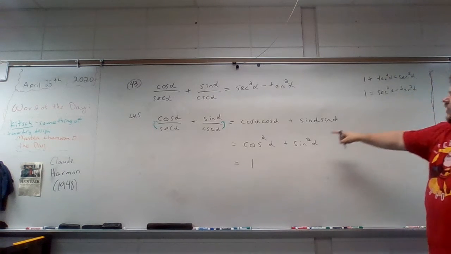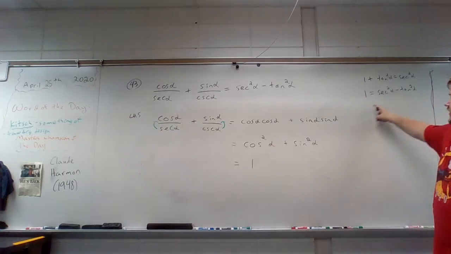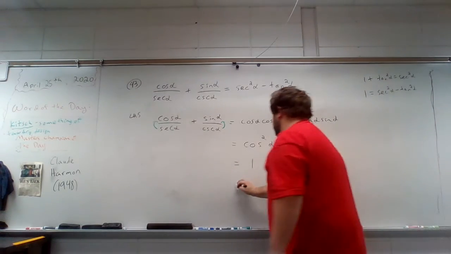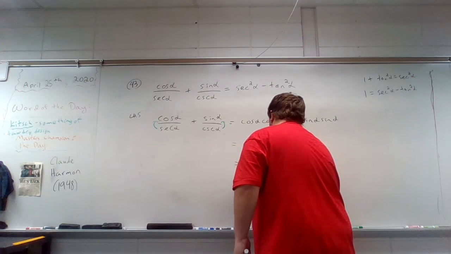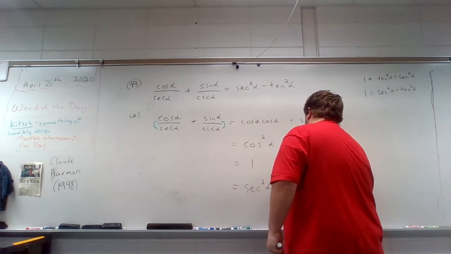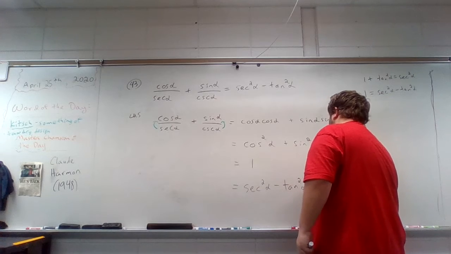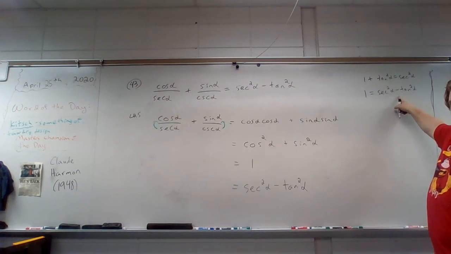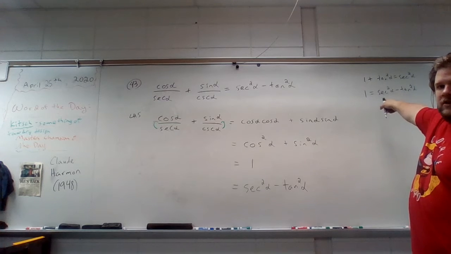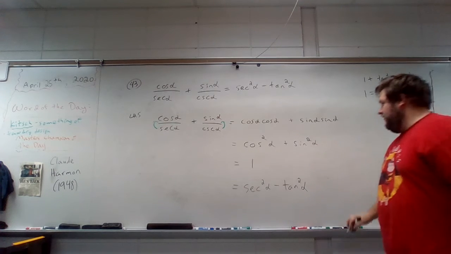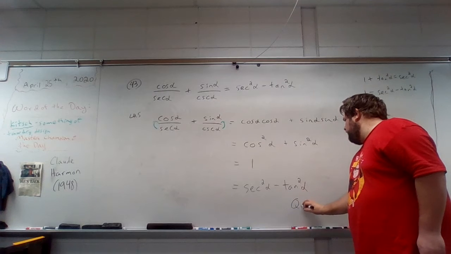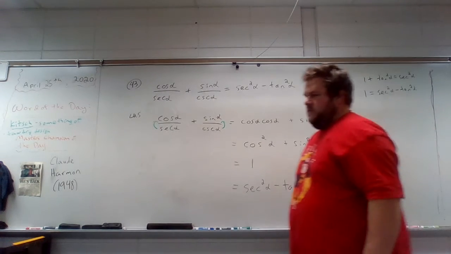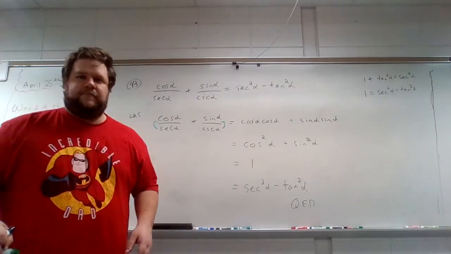So once we get to 1, I literally know that 1 is secant squared minus tangent squared. So I can go ahead and replace that: secant squared alpha minus tangent squared, because that's one of our identities, something that we would know from one of our Pythagorean identities. And then I have QED. Like I said, one of my favorite proofs right there. I think that's a neat one.